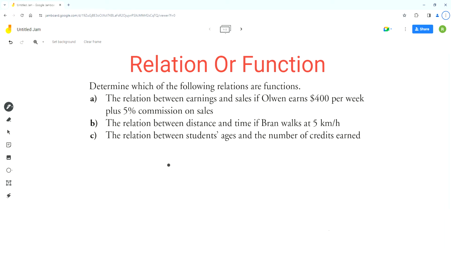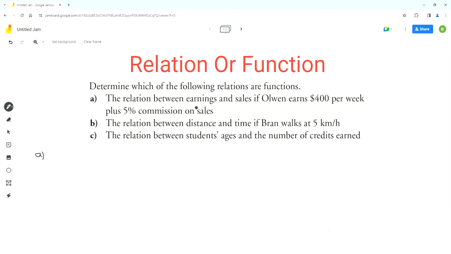The other way to find it out is by figuring out what type of relation it is, whether it's linear, quadratic, or any other kind of relation, and we can use that information as well to find out whether that relation is a function or not.